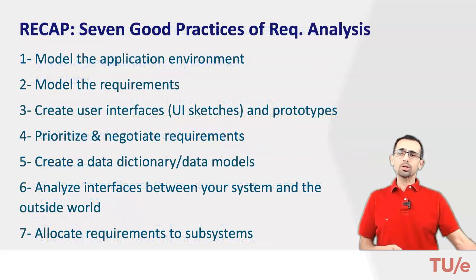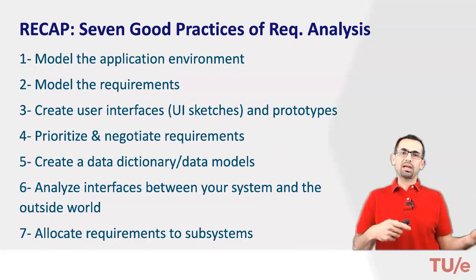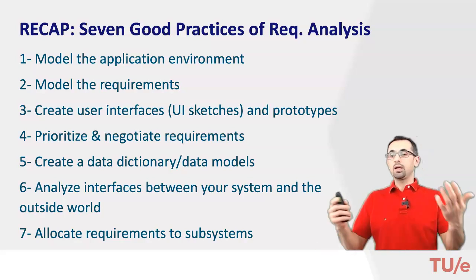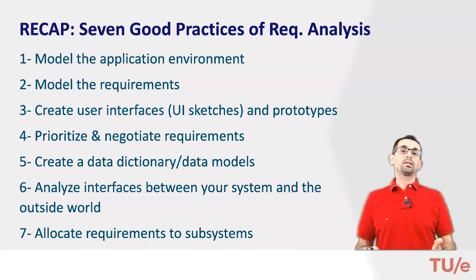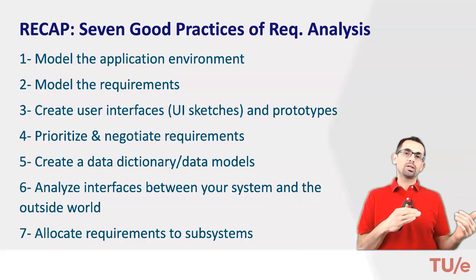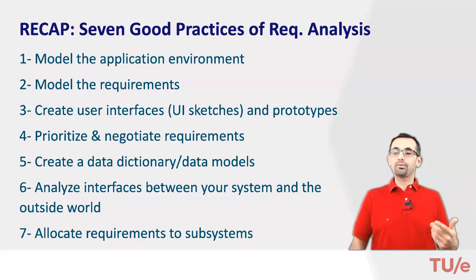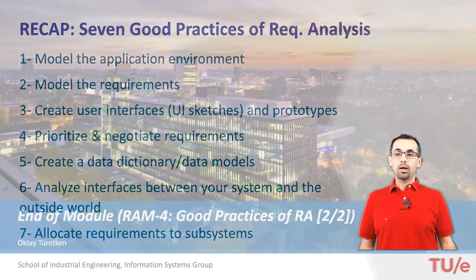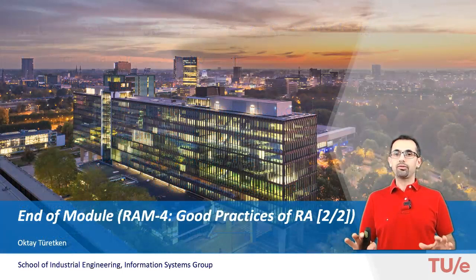Okay. So recap: we have 7 requirements practices, from modeling the application environment, context and scope, to modeling the requirements, developing interface sketches, UI sketches and prototypes, prioritizing and negotiating, creating data dictionaries so that you have a common dictionary that you can refer to, analyzing the interfaces between your system and the user interface, software interface, and hardware interfaces, and, if you're talking about a large system, allocating requirements first to subsystems and then continuing. These were the good practices of requirements analysis.